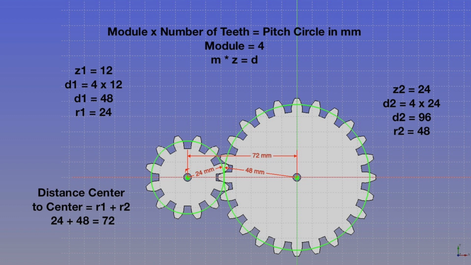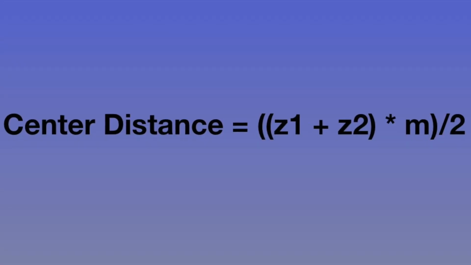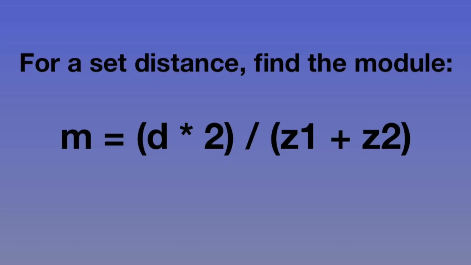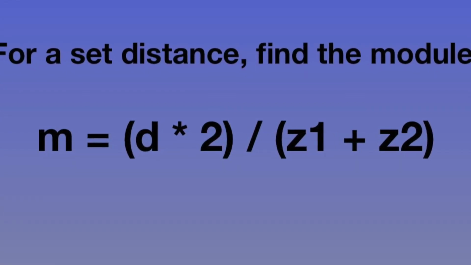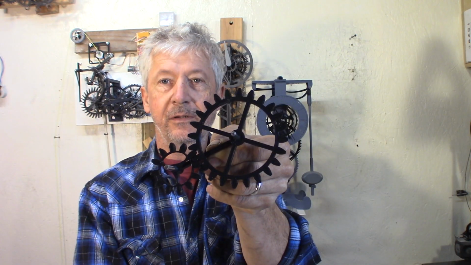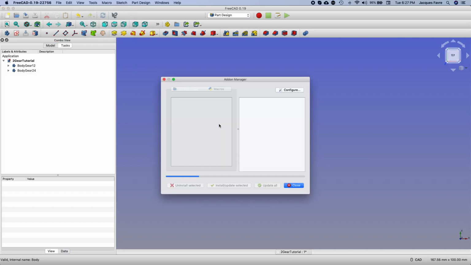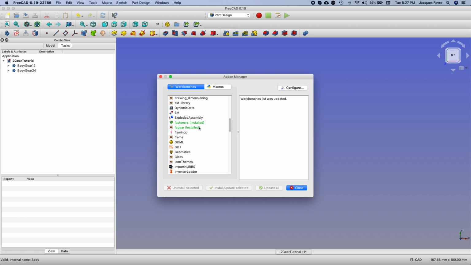Distance. So in this example, module 4, gear 1 is 12 teeth, gear 2 is 24 teeth. That gives a distance of 72 mm. Here's the formula you can use to calculate this. The module can also be custom to fit a certain distance. Using this formula, if I want a distance of 50 millimeters with those same gears, 12 and 24, the formula will give us a module of 2.78.